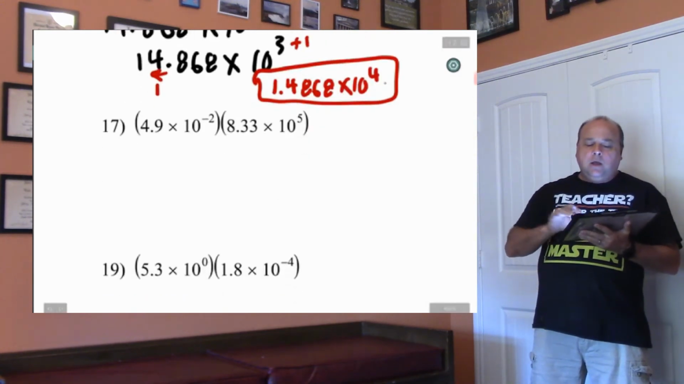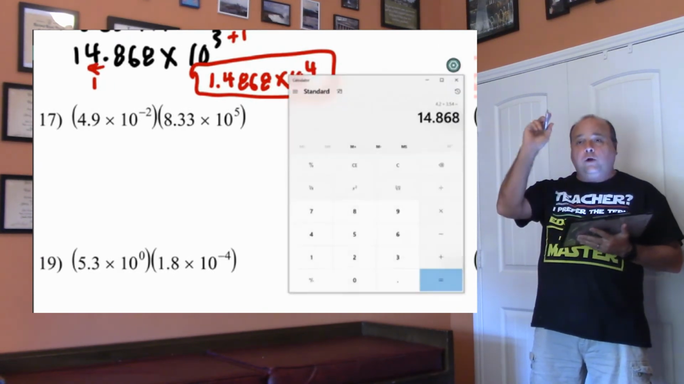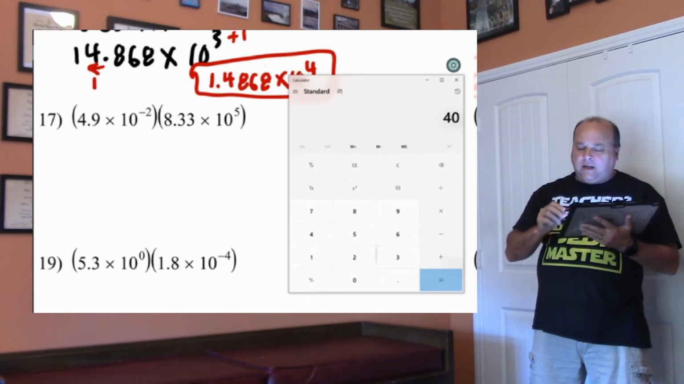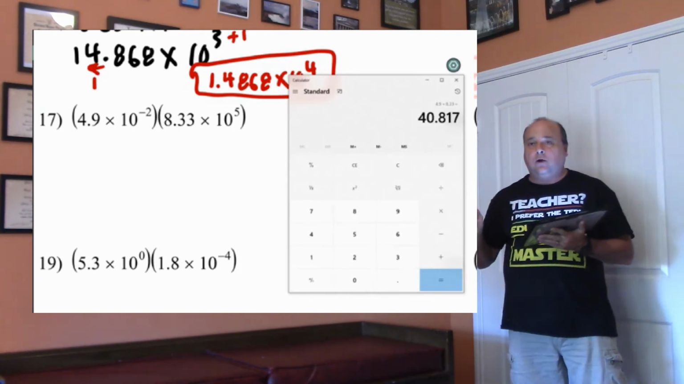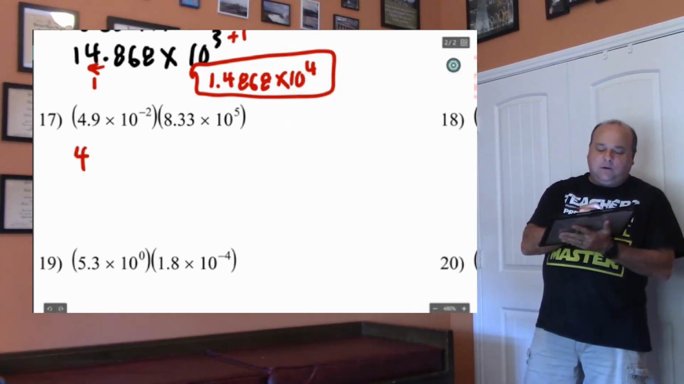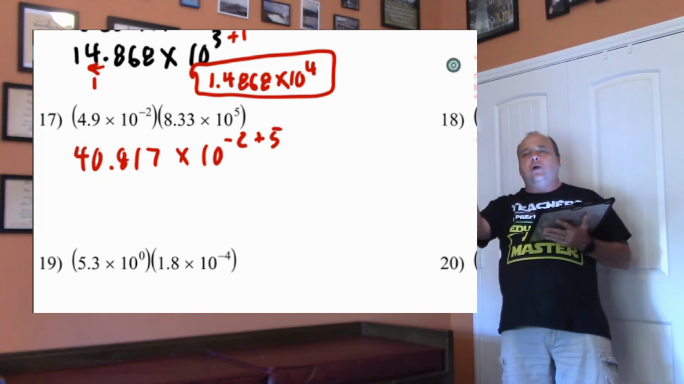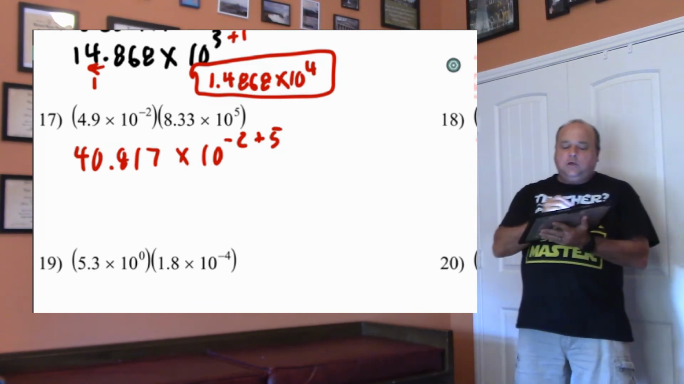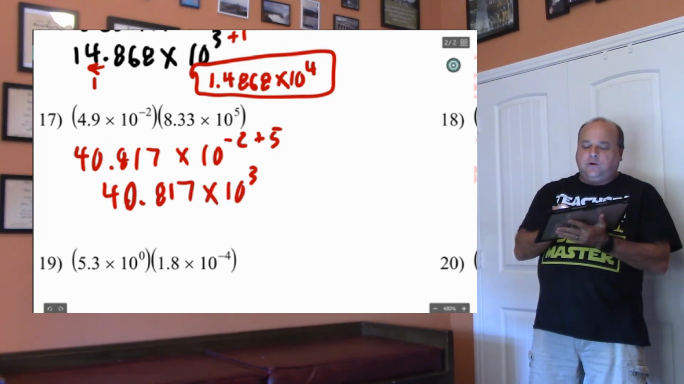Let's go to the next one. Fun, fun, fun. Yeah. So we're going to write down, we're going to do 4.9 times 8.33. Notice we are not multiplying the times 10 here, are we? We're going to get 40.817. 40.817 times 10 to the negative 2 plus 5. So this is teaching you to learn to use those exponent rules. So we're going to write down 40.817 times 10 to the 3rd power.